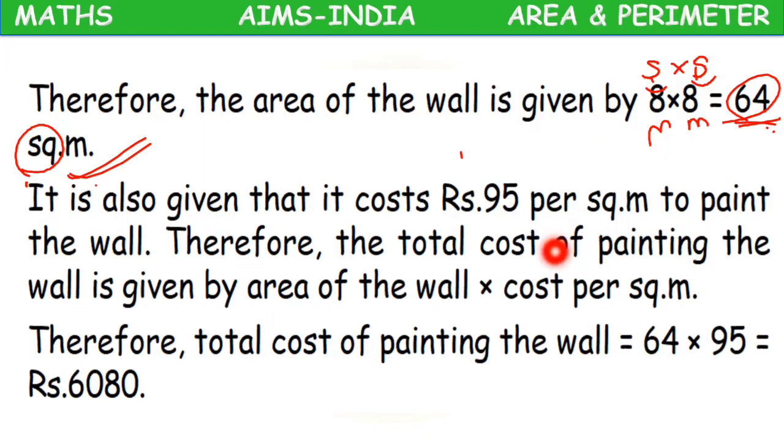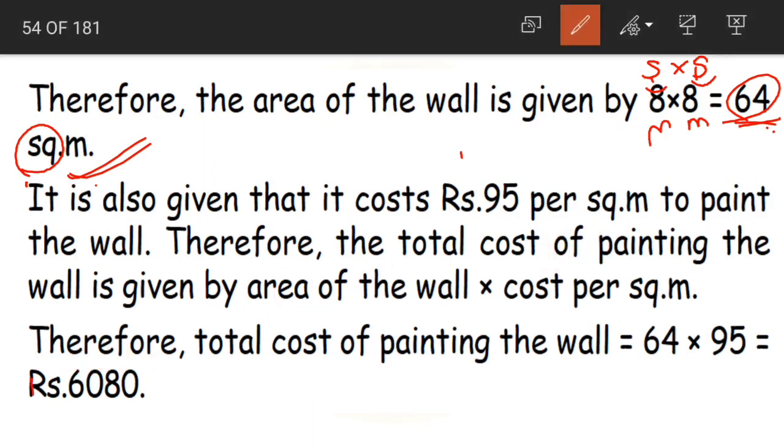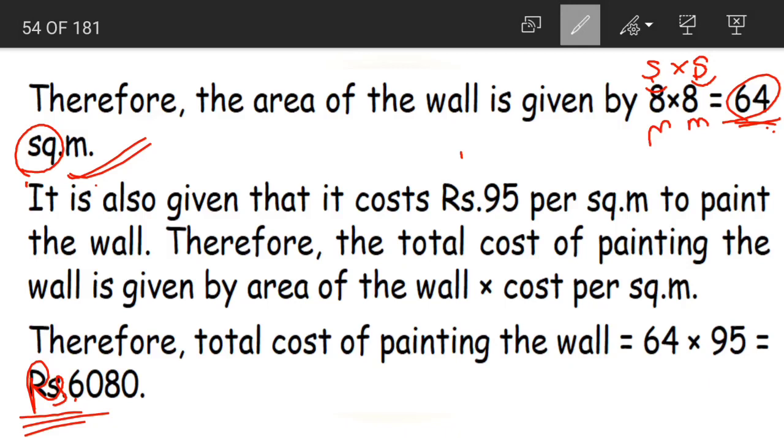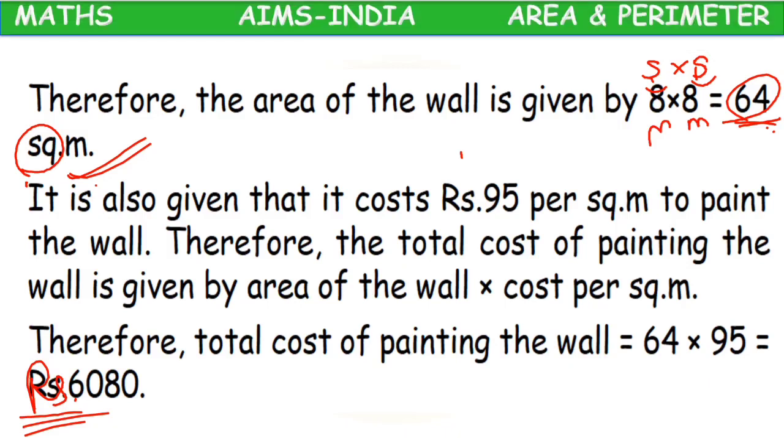6080. Let us check. Yes, 6080, and the answer is to be written in rupees. Why? Because here we are talking about the cost, that means how much money we are going to spend. So when we are talking about money, we use rupees to represent the answer. Is this clear, children? We have done a similar problem at the start of this class as well.